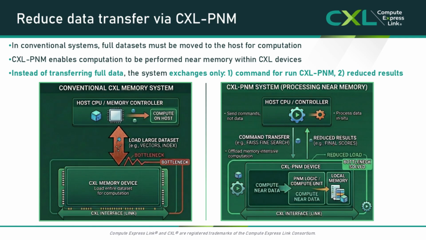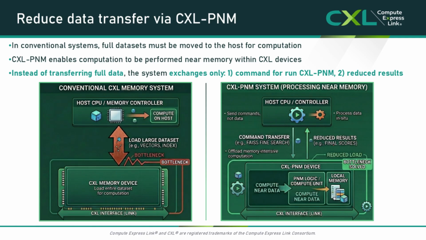Let me explain why this is important using vector search as an example. So in vector search, we compare a query vector against a large number of stored vectors. This means that for each query, we need to access a large amount of data from memory. In a conventional CPU-based system, all of these vectors must be transferred from memory to the CPU. So for each query, vectors are fetched from memory and transferred to the CPU and then processed.